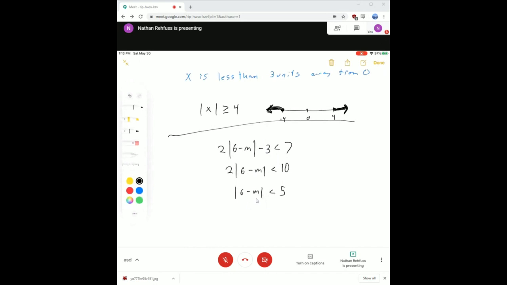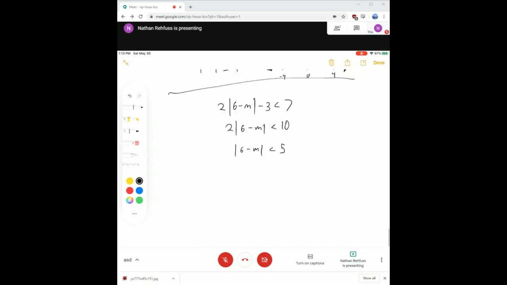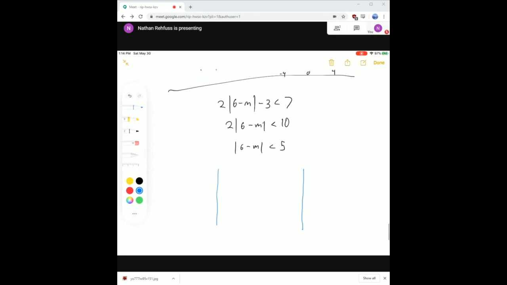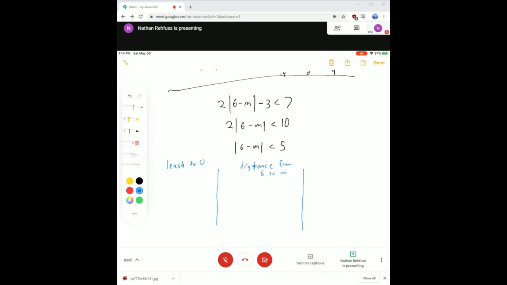There's a couple of ways to think of it. Here, let me show you 3 ways to finish the problem. I'm going to go with the leash to 0 method first, and then I'll talk about distance from 6 to m, and then I'll talk about pure syntax, because that's the way the book likes to do it, but meh.